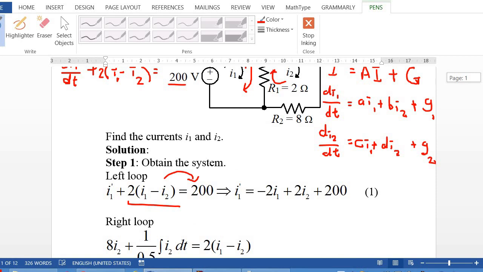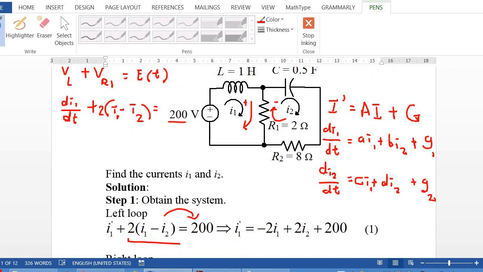To get the second differential equation, first of all, I have to erase because I have no space to write it.